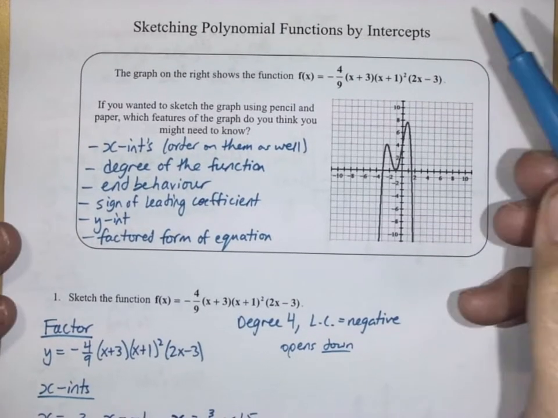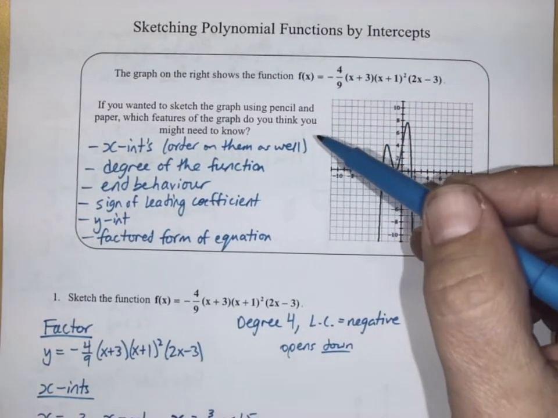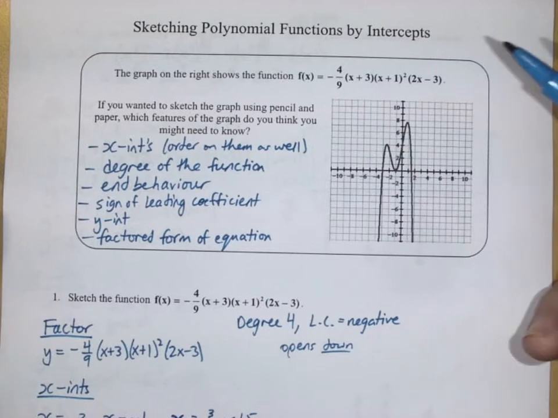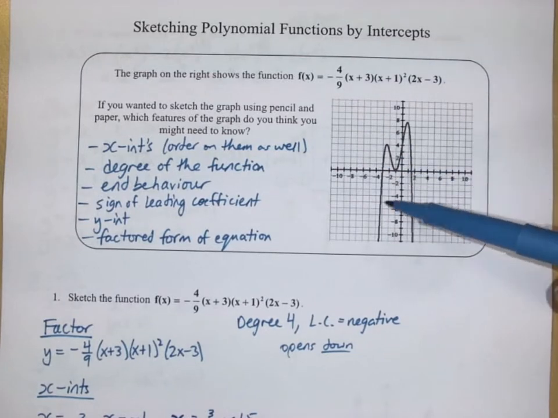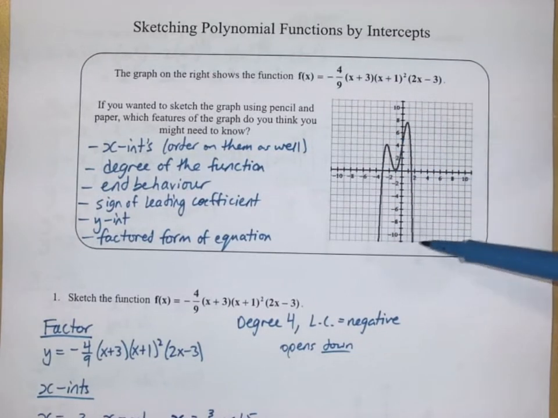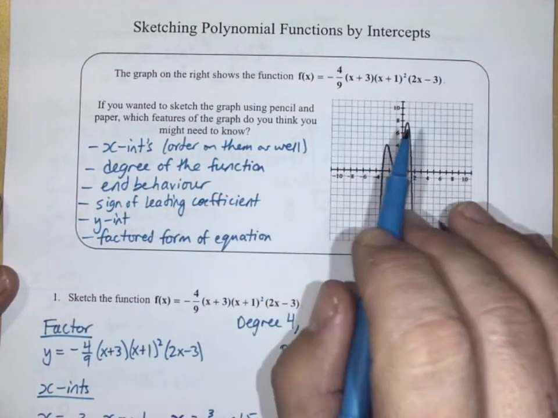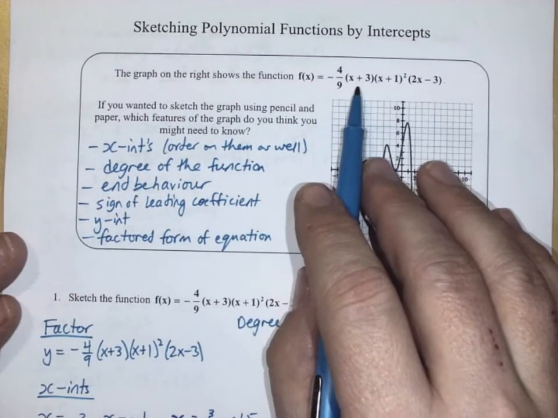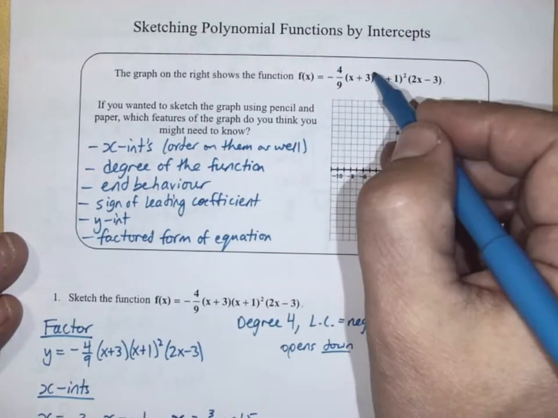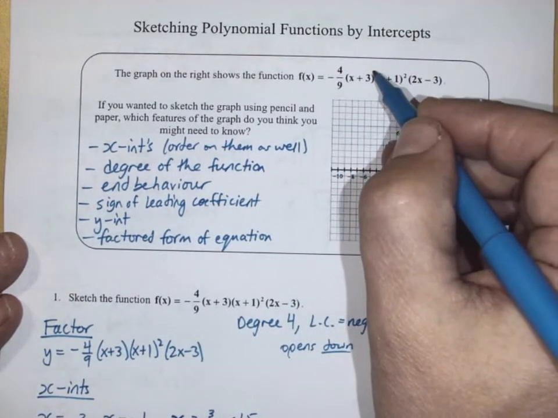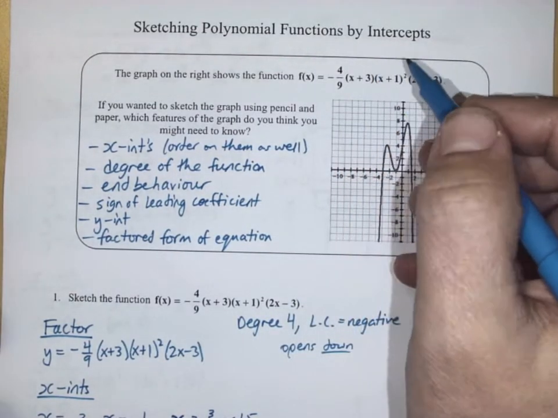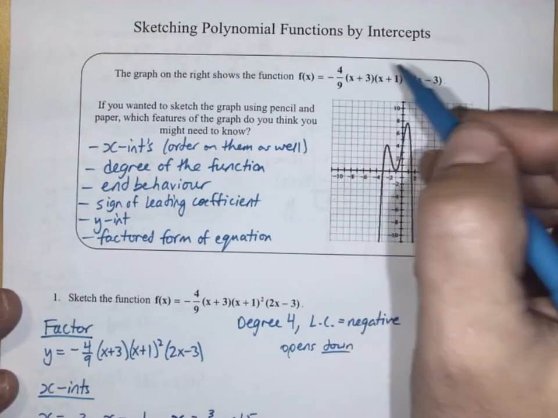If you wanted to sketch the graph using pencil and paper, which features of the graph do you think you might want to know? Well, here's a good list of things you might want to know in order to figure out what the shape of this graph might be. You would want to know the x-intercepts, so the order on them as well. When we see x plus 3, there's nothing else here. The exponent is 1. That means it's order 1. There's one of those roots.